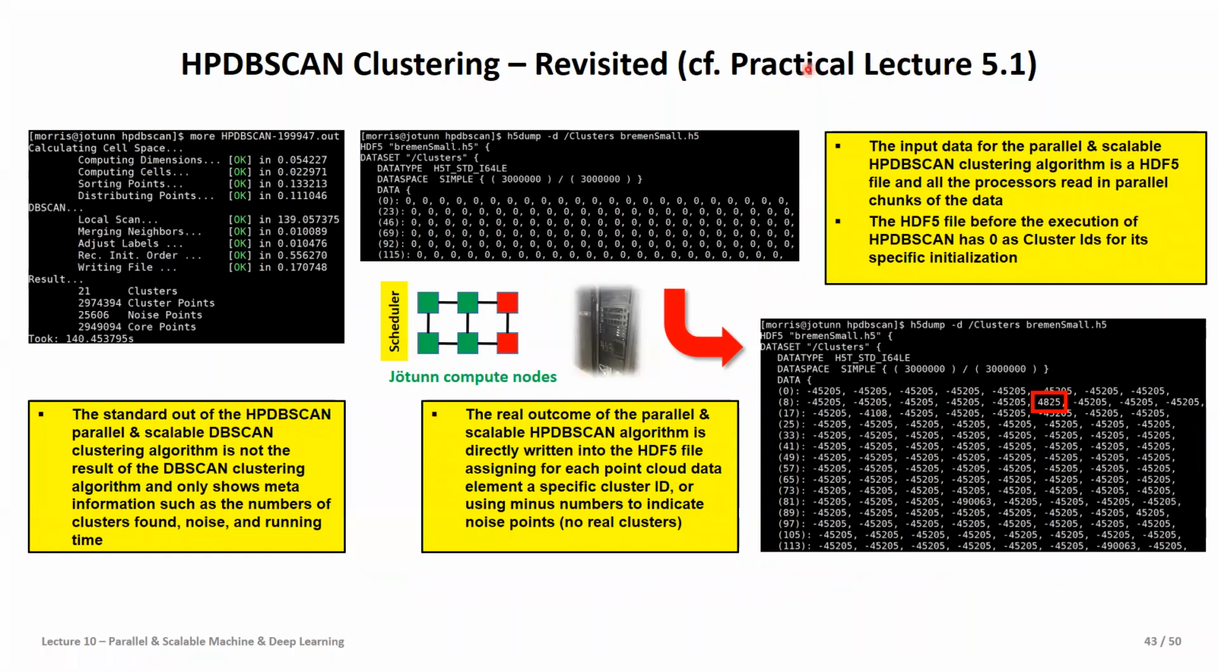You remember in practical lecture 5.1, I did some demonstration about HPDBSCAN, where not only the time was important. When you do this with scikit-learn or with other serial implementations of DBSCAN, it will take much more runtime. But also here we use the power of HDF5, the parallel file format, which is of course also a binary file format, so it is much faster than having everything in a text file that is, let's say, human readable.